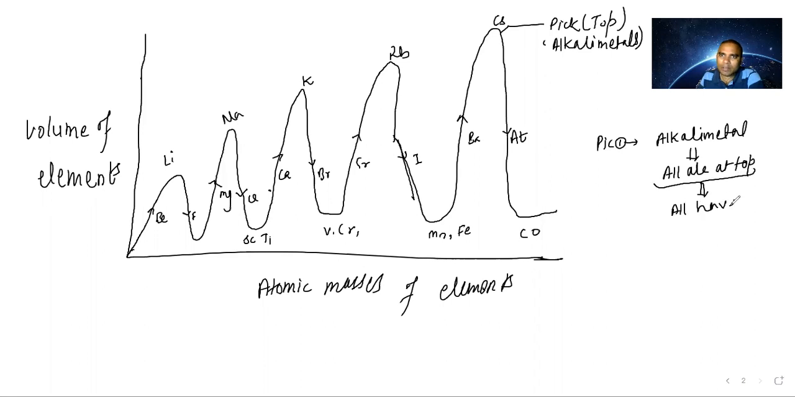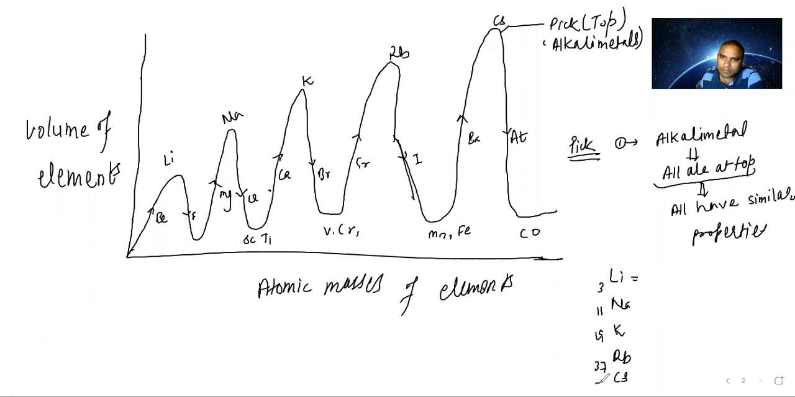All have similar properties. This is the point. Now, what are the properties which are similar? If I ask how you can say they have similar properties, suppose you have lithium, sodium, potassium, rubidium, cesium, with atomic numbers 3, 11, 19, 37, 55.